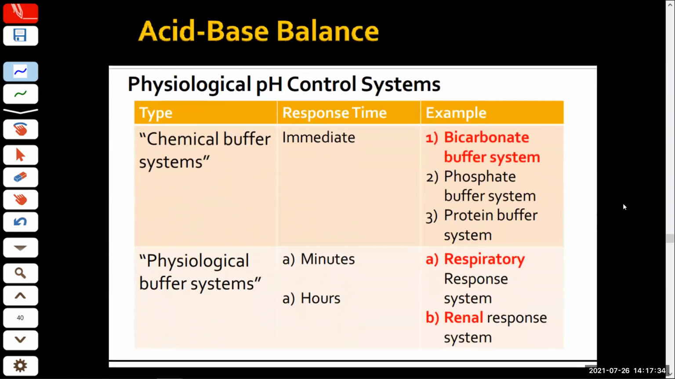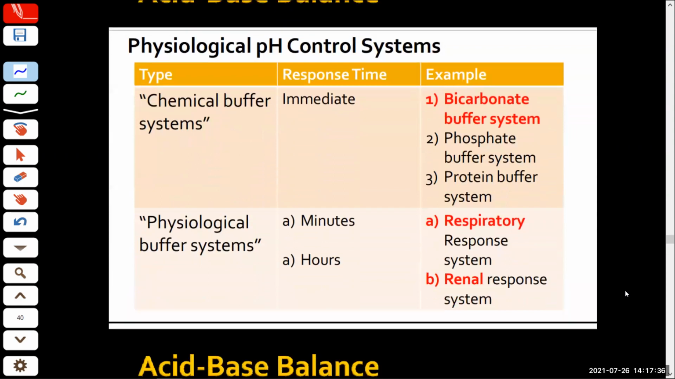All right, so this chart here kind of compares between the two. Couple of points before we jump into it. Buffers, their job is to buy time. Their only job is to buy time. They cannot fix the problem. So buffers buy time, but they can't fix the problem.